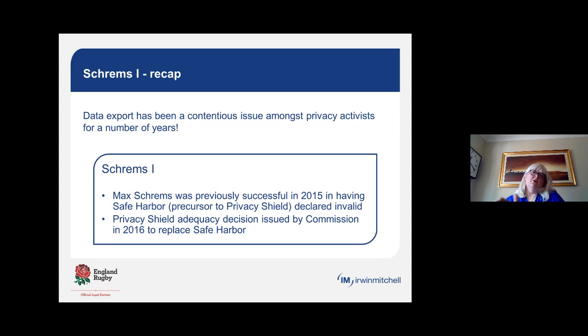Schrems 1 is the older version. I'll only provide that by way of background. Max Schrems was an Austrian law student. I believe he was studying in America, made a subject access request, found out how much personal data was held by Facebook in the States, and was concerned about access by the security services on a surveillance basis. He argued that the then US version of adequacy, Safe Harbour, a limited form of adequacy, was invalid because it didn't control the security services properly, and he got that invalidated.